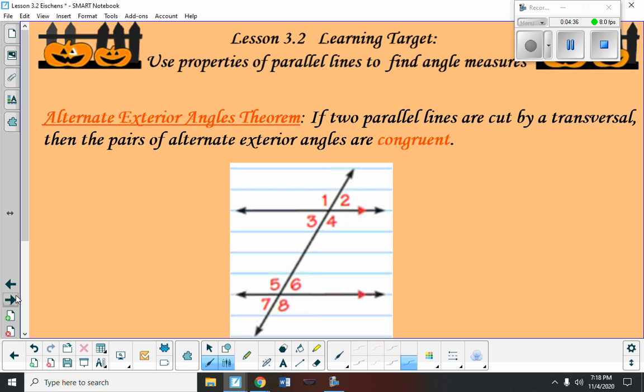All right, the alternate exterior angle theorem says if two parallel lines are cut by a transversal, then the pairs of alternate exterior angles are congruent. So we also know alternate exterior angle 1 and angle 8 are congruent, and angle 7 and angle 2 are congruent. So that's the alternate exterior theorem. And again, that has to be proven, and that is done in your textbook, so we're not going to take time to do it today.